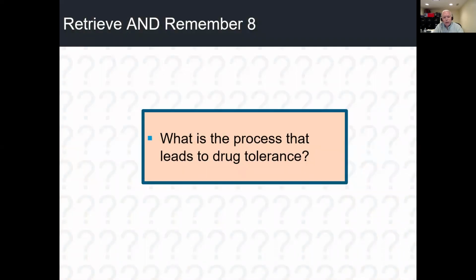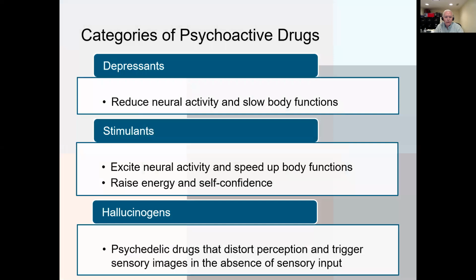So what is the process that leads to drug tolerance then? It's increasing use over a period of time where the person needs more and more of the drug to produce the desired effect. So these are the categories of drugs of abuse: depressants, stimulants, and hallucinogens. We're going to be talking about each one of these categories.